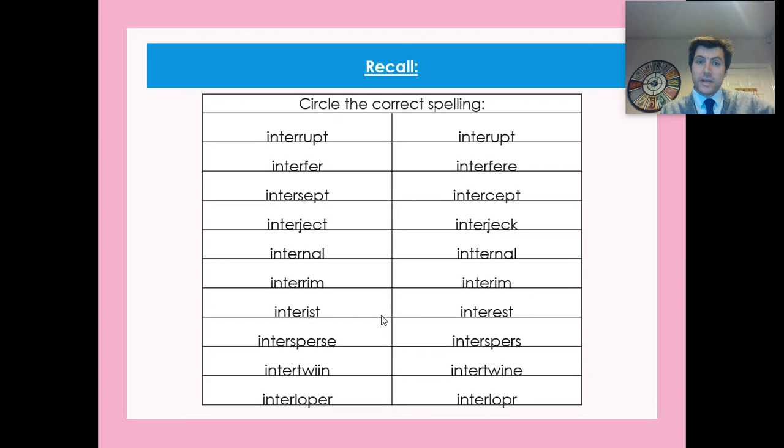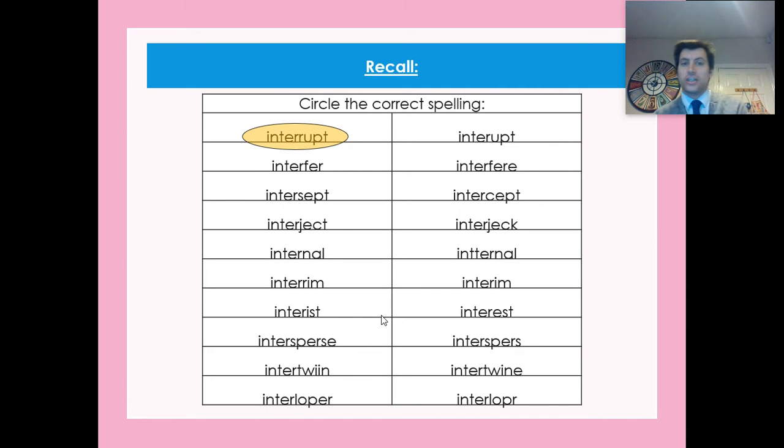As with other weeks, can you please pause the video at this point and circle the correct ones of these? So we've got interrupt, interfere, intercept, interject, internal, interim, intersperse, intertwine, and interloper. Can you circle the one that's correct, please? And if you've got sufficient time, then correct the one that's wrong as well, please. Pause the video at this point, please. Coming back in 5, 4, 3, 2, 1.